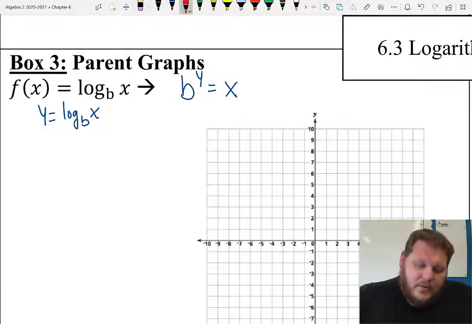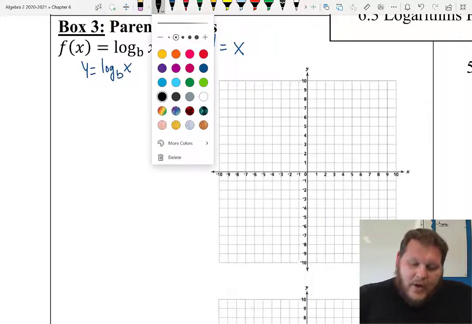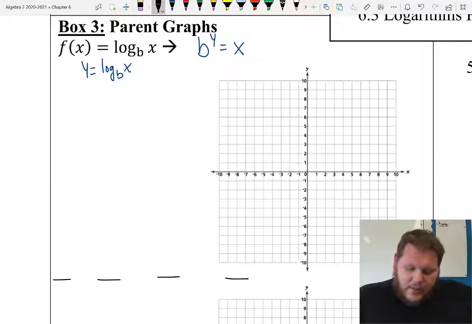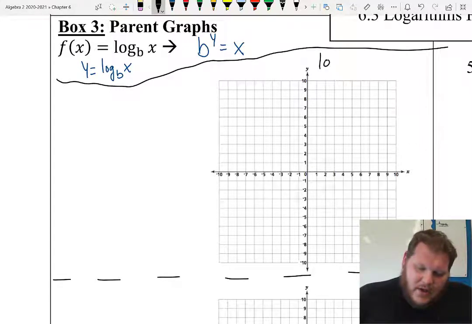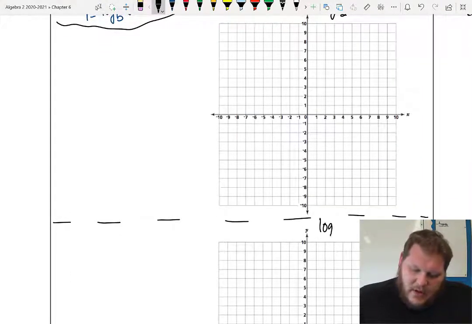Now the two functions that we're going to graph here, not really parent graphs, but just the simplest graphs that we could have for logarithms, are, here we go, this one is going to be log base 2 of x. And then over here, this is going to be log base 1/2 of x.